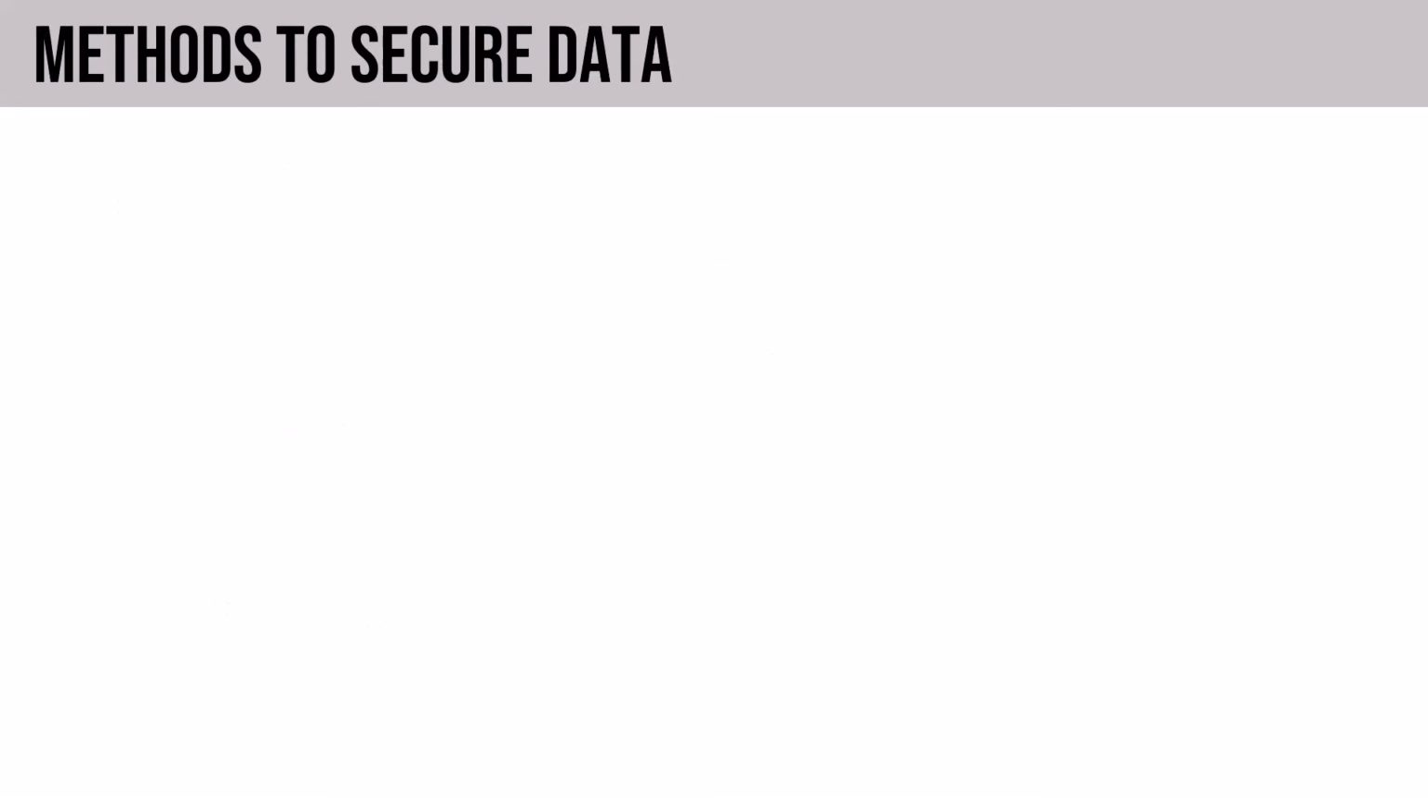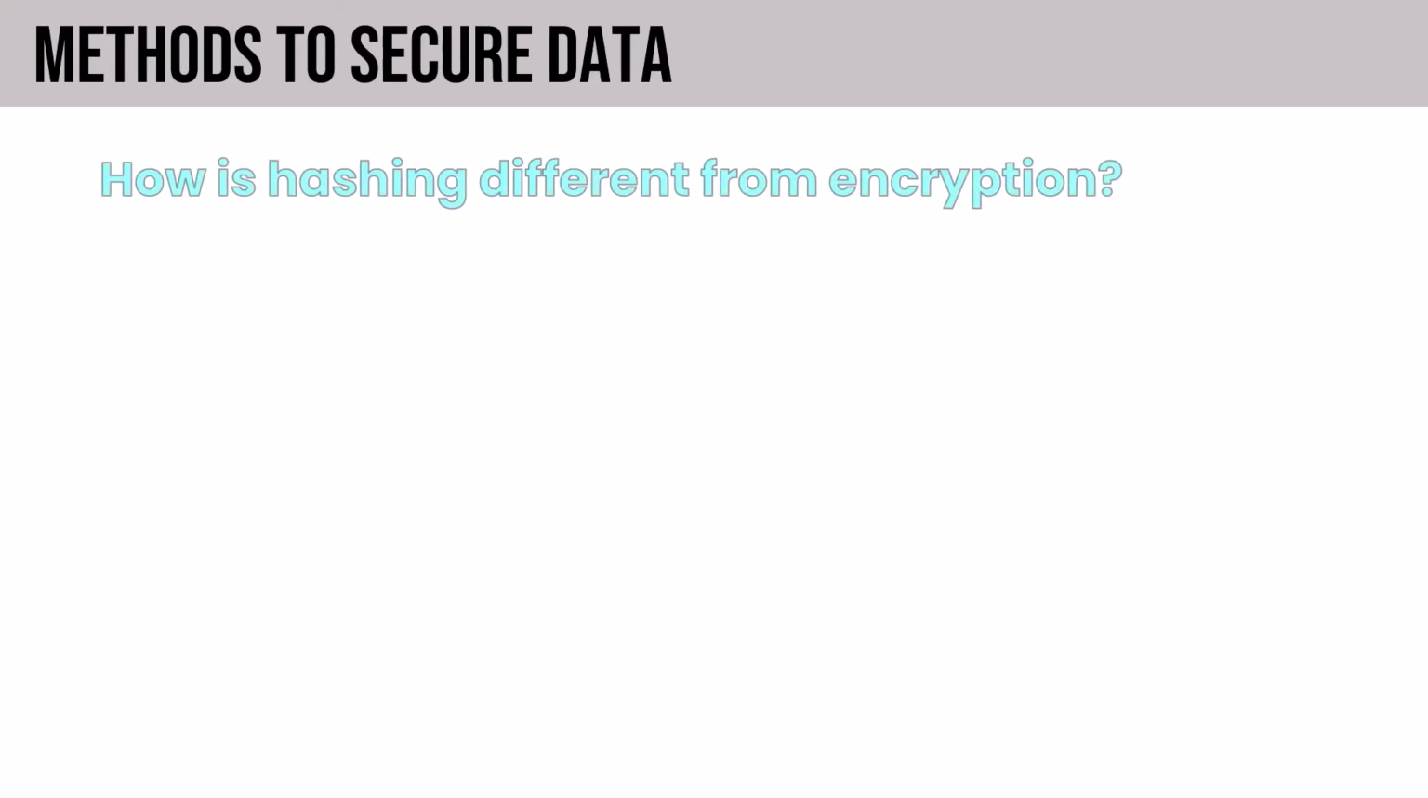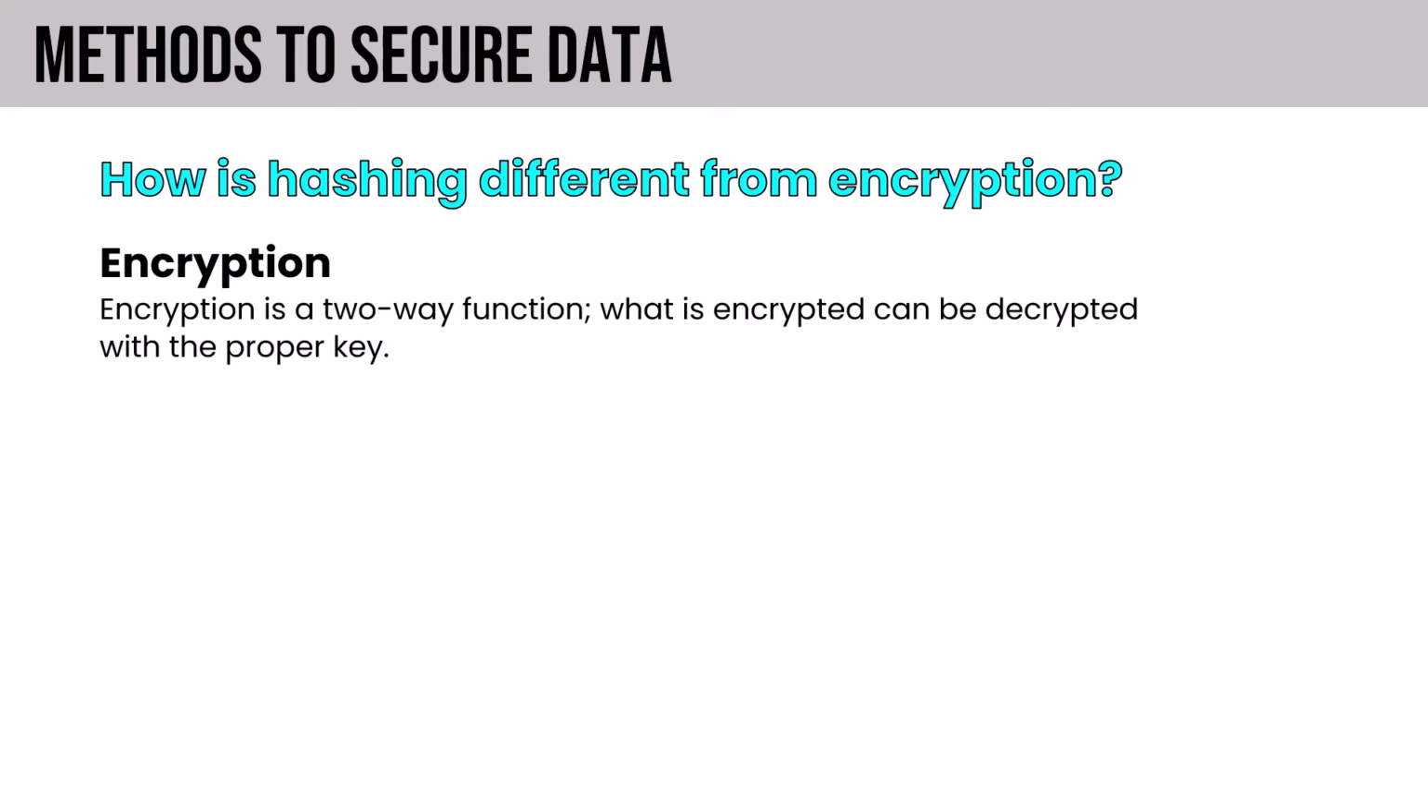Moving on to methods to secure data. We're going to begin with hashing and encryption, and I like to cover these two together so we can talk about how they are different, and it will help anchor these in your mind for exam day. So first we have encryption. So encryption is a two-way function. What is encrypted can be decrypted with the proper key.